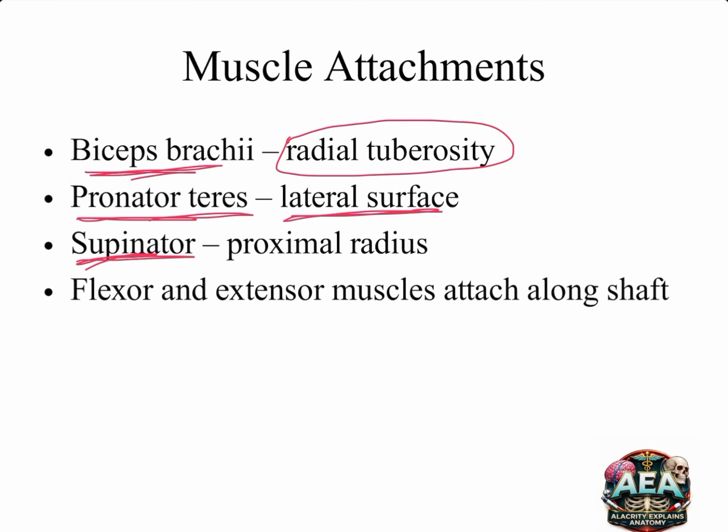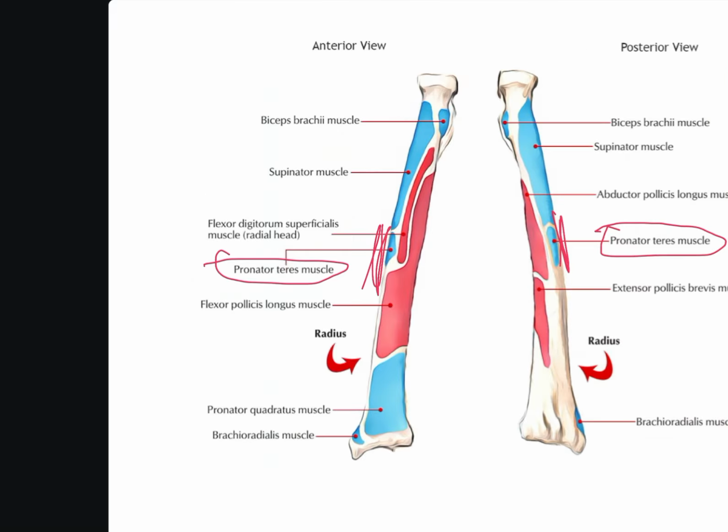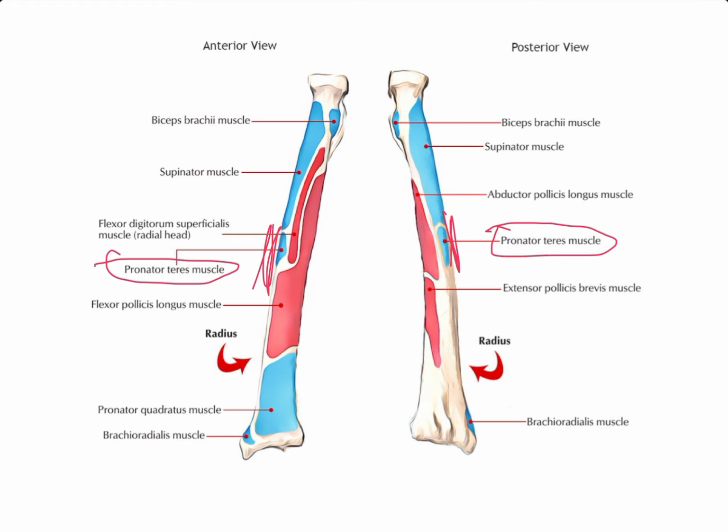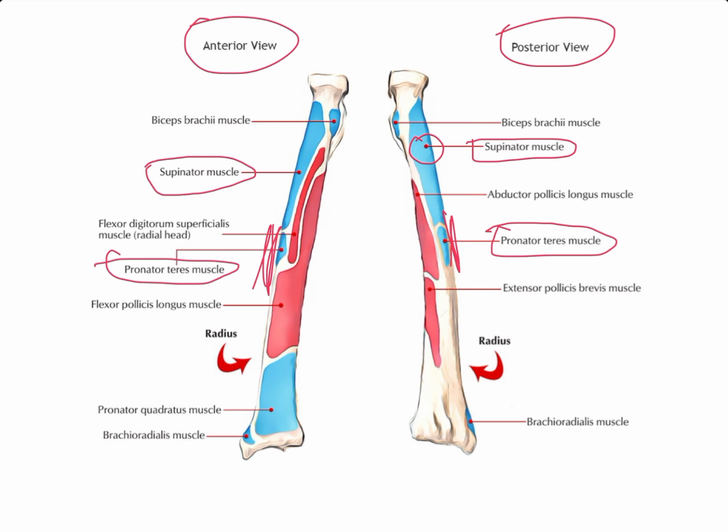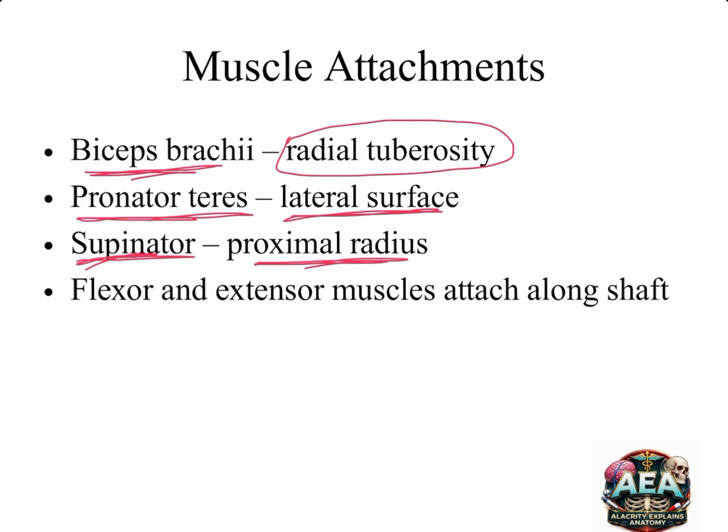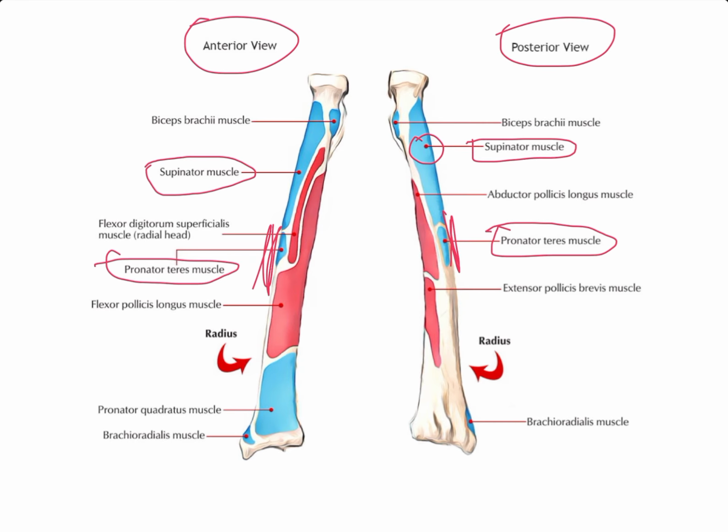And we have the supinator muscle, which is proximal to the radius. Supinator muscle attaches here, proximal part of the radius. We have attachment of the supinator muscle. Remember that this is an anterior view and this is a posterior view of the radial bone. We have flexor and extensor muscles that attach along the shaft.